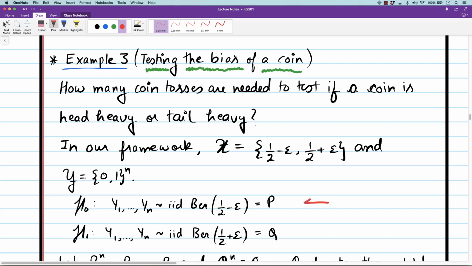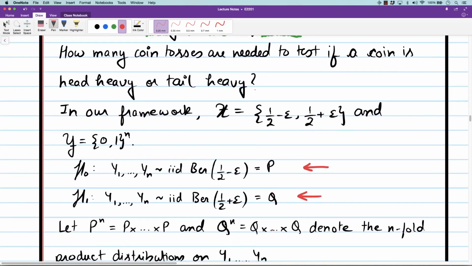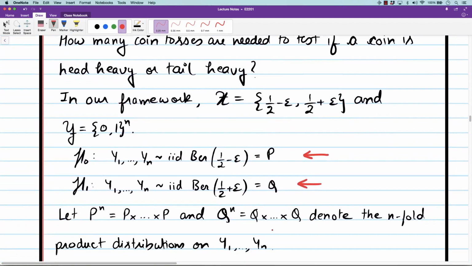So under hypothesis H0, you get y1 to yn, which are IID copies of a Bernoulli random variable with a probability of 1 being half minus epsilon. This is my P. Under H1, you get y1 to yn, which are IID Bernoulli half plus epsilon. This is H1. This is my Q. I'm denoting it by Q, this IID distribution. So this I'm calling P, this Bernoulli, and this Bernoulli I'm calling Q.